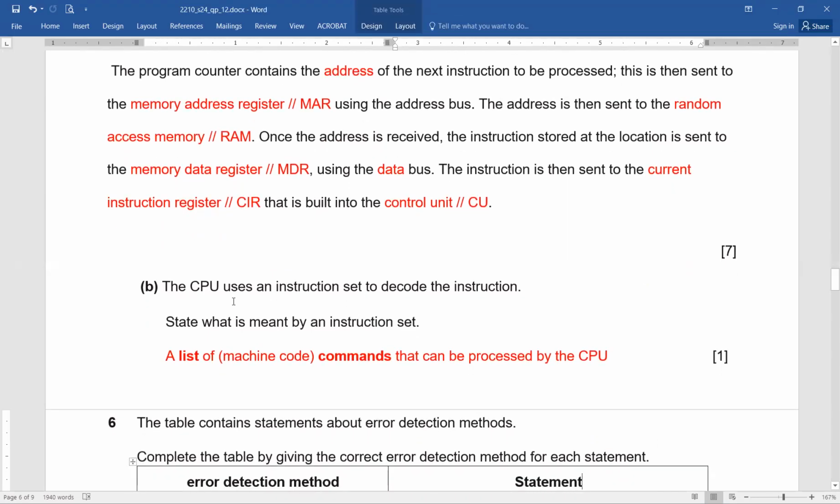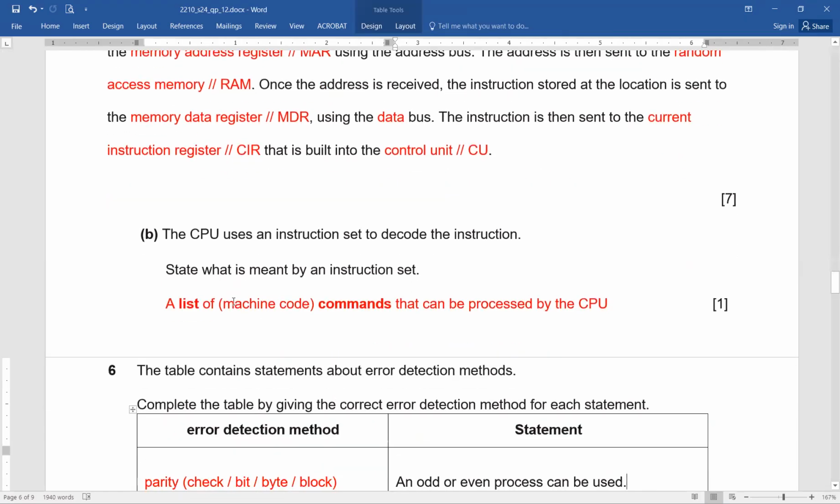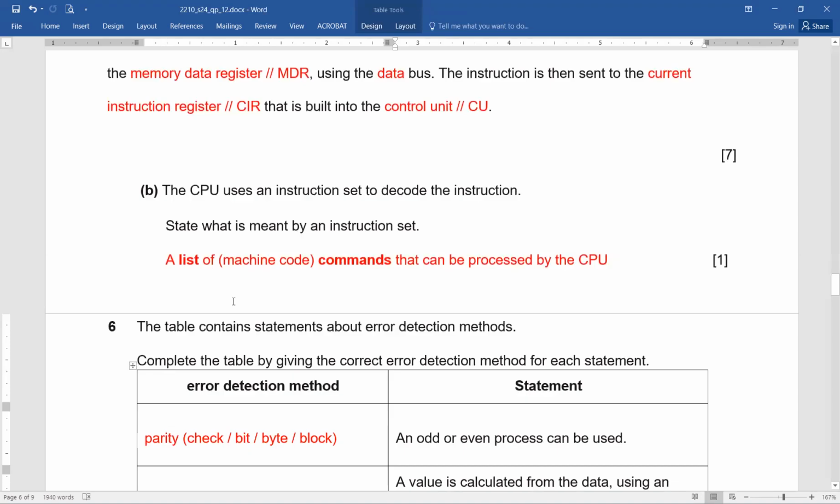The table contains statements about error detection methods. Complete the table by giving the correct error detection method for each statement. Now let's start with the first one. An odd or even process can be used.